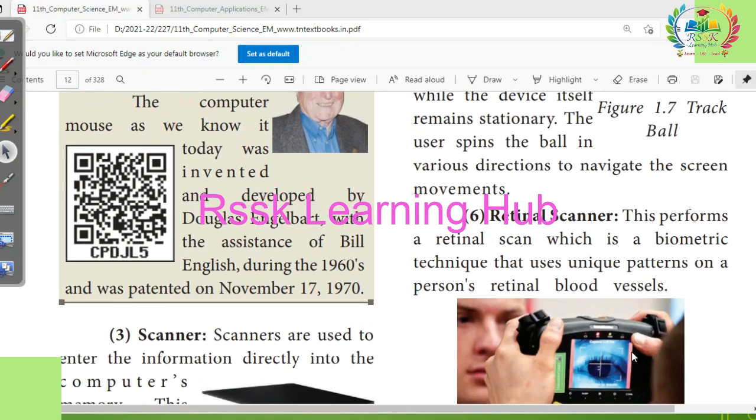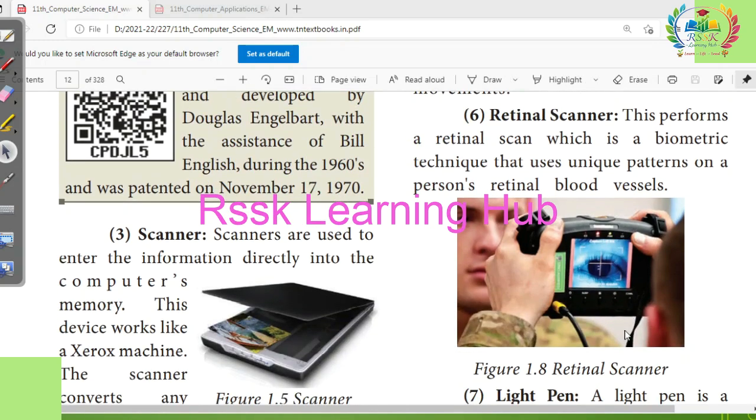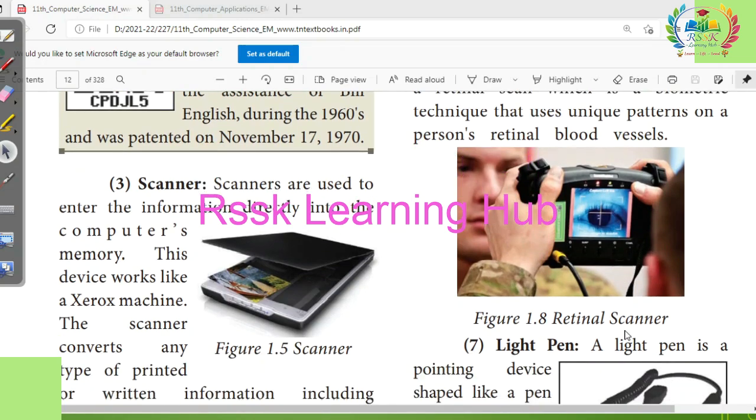This is used as a biometric technique only. It uses a unique pattern of the person's retinal blood vessels. Okay, so where should the retina be present? In my eye. So using that, it may indicate the retinal presence of your blood vessels.